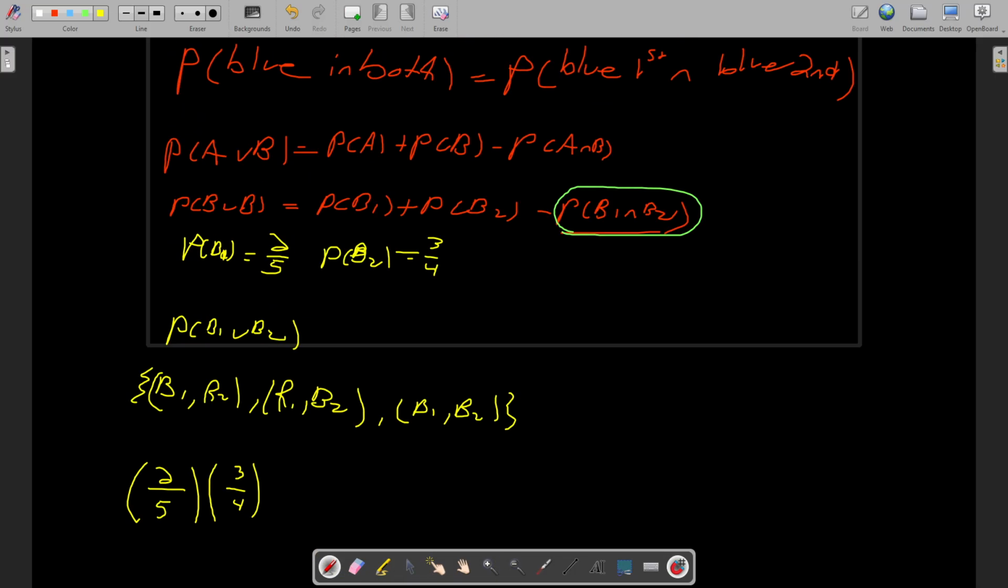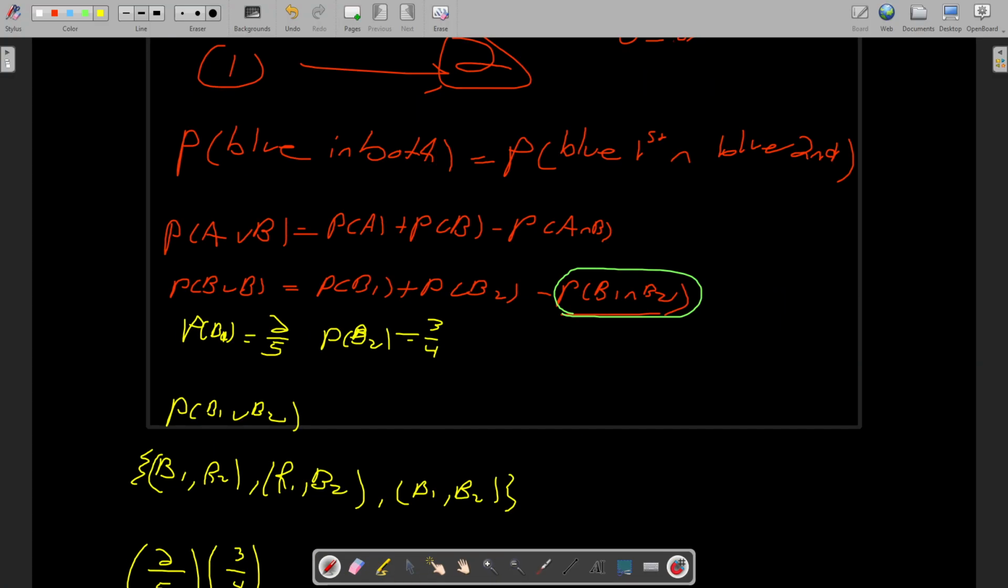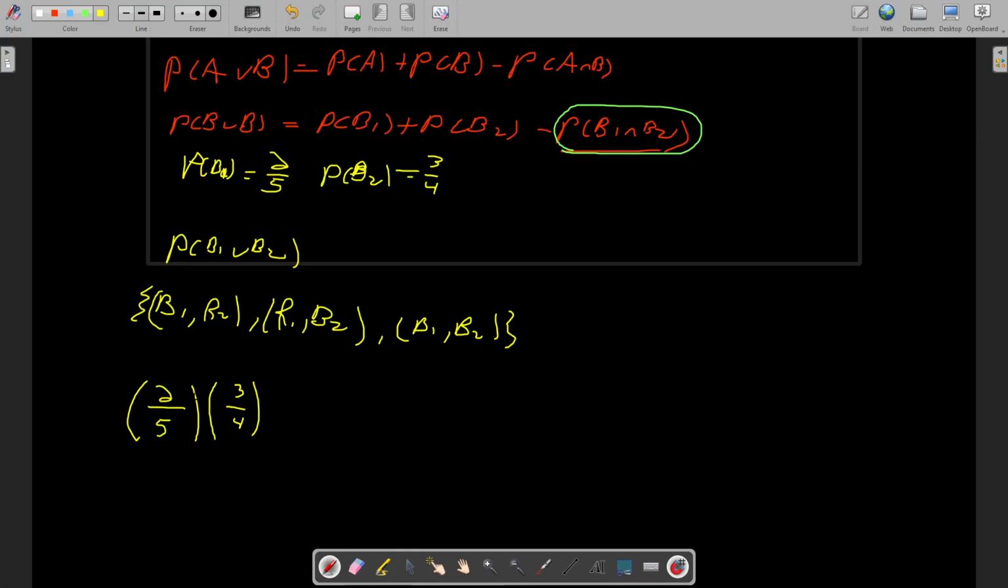Now, okay, you might be like, well, why don't we add them, right? Why do we multiply them? Well, first let me see, probability of blue 1 and blue 2. So why don't we add them? Well, let's just think about this, right? This is 0.4 and this is 0.75. If we add them, we get a probability greater than 1.